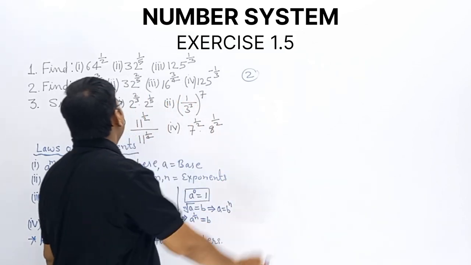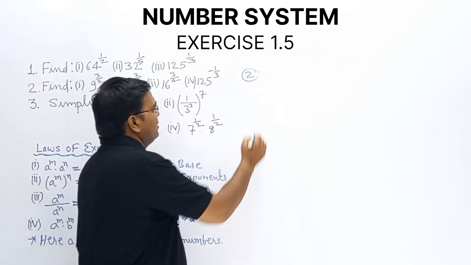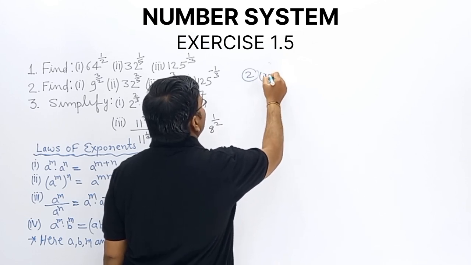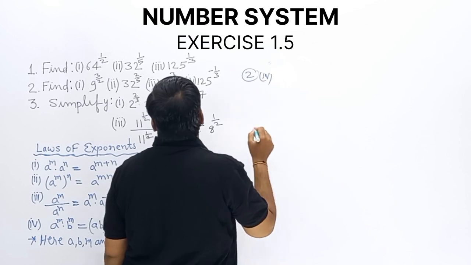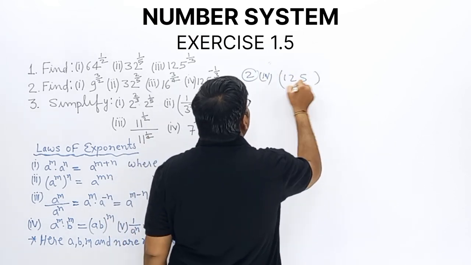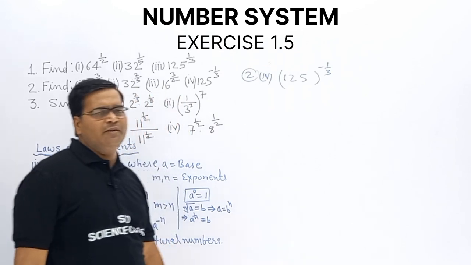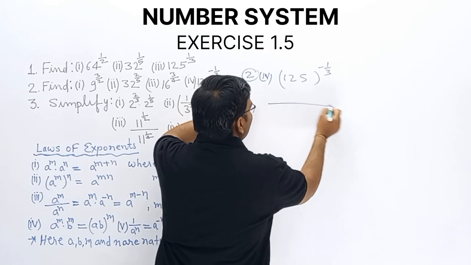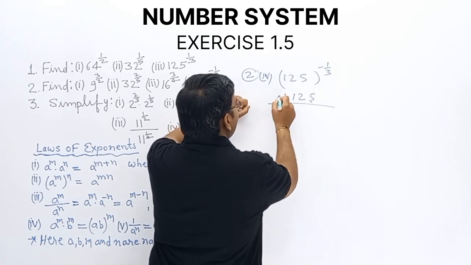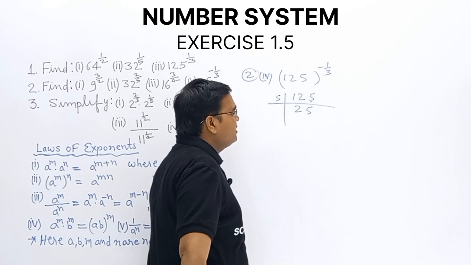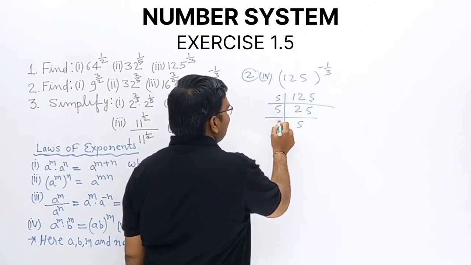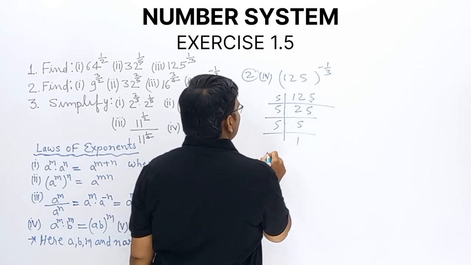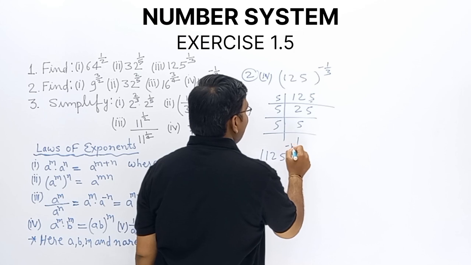What is the next question? Question number 4 of question number 2. 125 whole power minus 1 by 3. This is not different. First, the same process will be used. Do the prime factorization of this number 125. It is divisible by 5. How many times? 25 times it is going. Again it is divisible by 5. How many times? 5 times. Now divisible by 5. How many times? 1. So what are its factors?